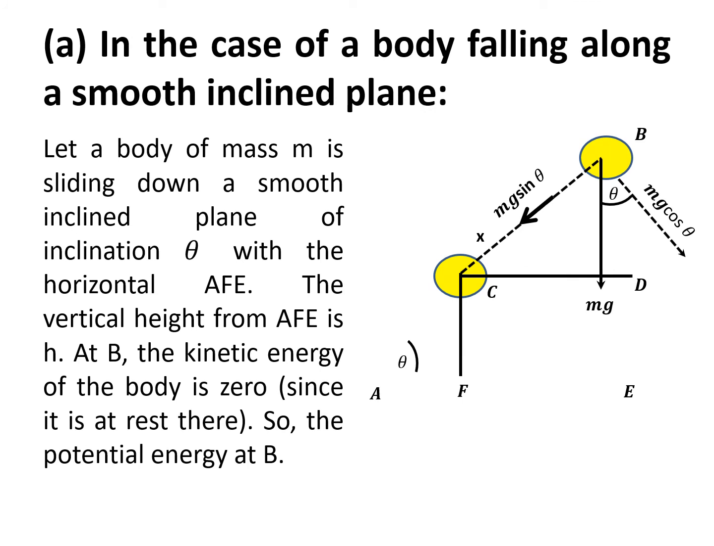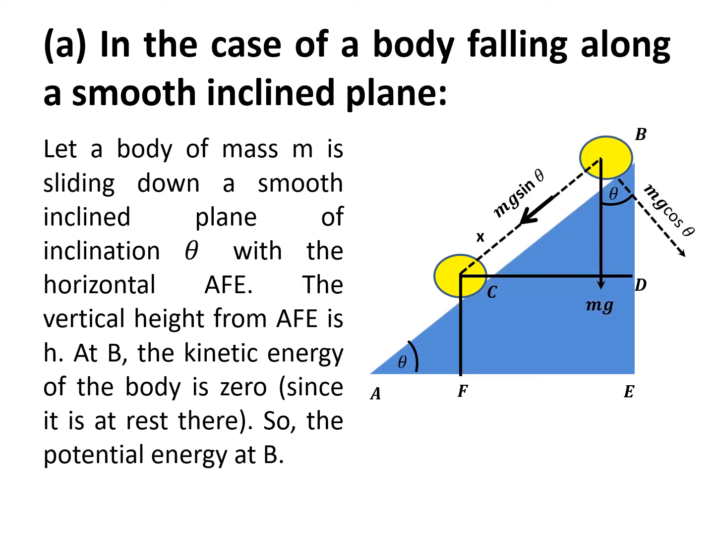Now, my dear students, now we will prove in the case of a body falling along a smooth inclined plane. Let a body of mass m be sliding down a smooth inclined plane AE of inclination theta with the horizontal. Look at this figure, then you can understand. The vertical height from A to E is h.